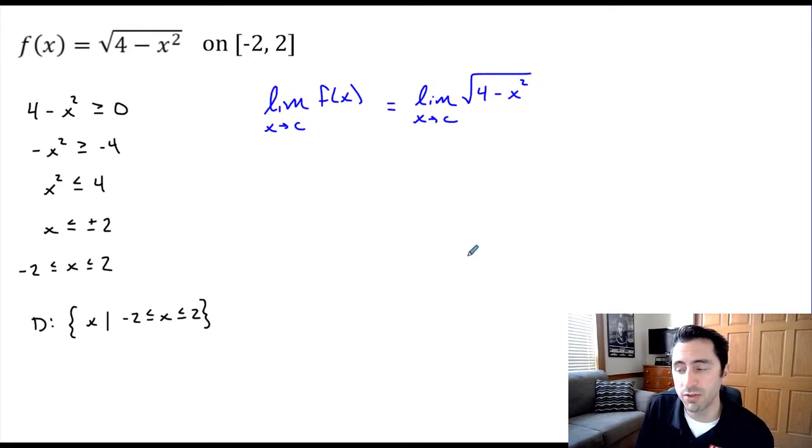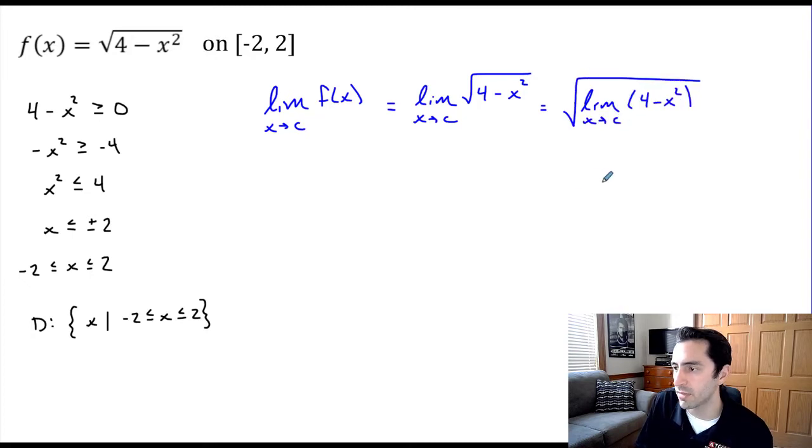Now from here I can use some of my limit properties to rewrite this. So we do have a property for roots. So this is the same as the square root of the limit as x approaches c of a polynomial. And we know that with any polynomial, to evaluate the limit, I can just substitute in the value. So then this is going to be equivalent to the square root of 4 minus c squared.